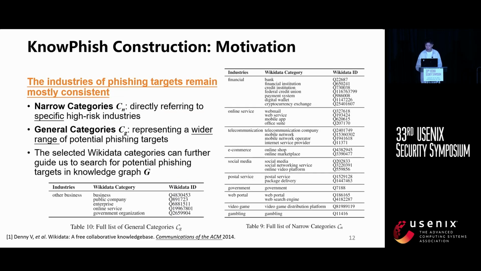And eventually, we curated two lists of Wikidata categories. One is called narrow categories, which directly represent the high-value industries. And the other one is called general categories, which may not represent the high-value industries directly, but still, we can utilize it for augmenting the potential phishing target list.